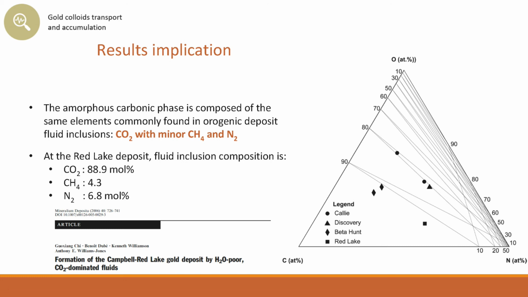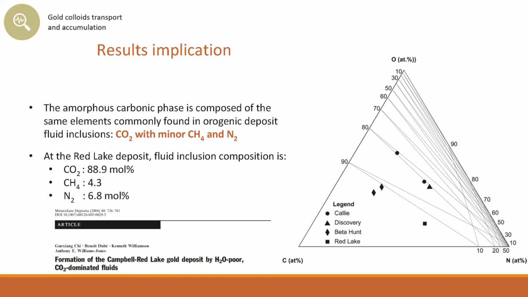So here is the composition of the different samples of the amorphous phase. And I want to say that the elements that we found are the same elements that we will find in fluid inclusion in orogenic system. So when we look at fluid inclusion in order to understand a bit better the mineralizing fluid of orogenic system, we will look for fluid inclusion in coarse grain associated to gold. And in orogenic system, these fluid inclusions are often composed of CO2, CH4, and N2.